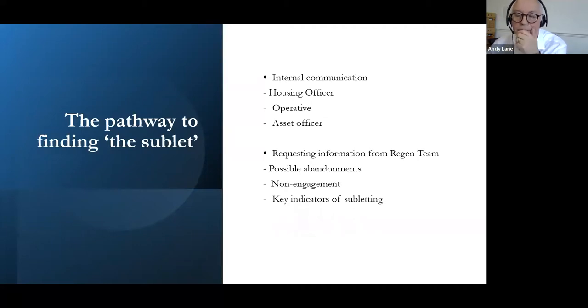So now we move on to the pathway of subletting. Looking at our internal communications, I would state and also mention that talking to housing officers is essential.